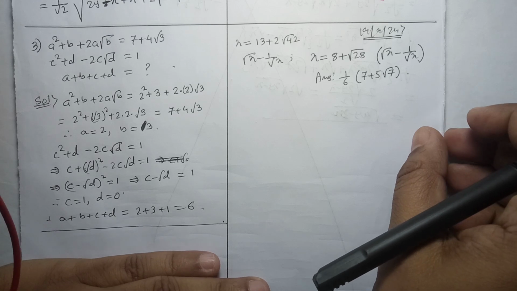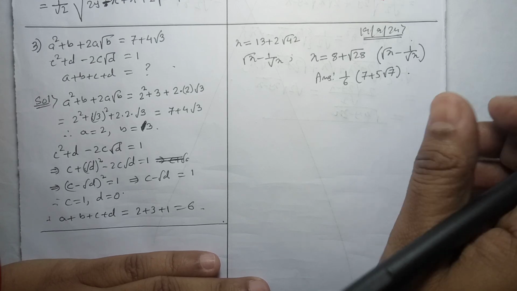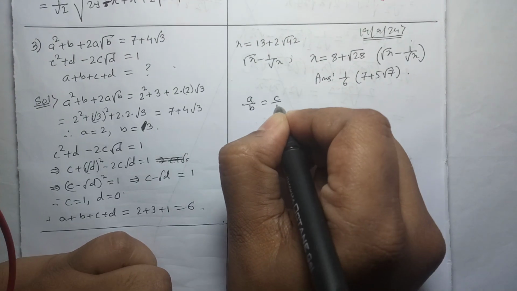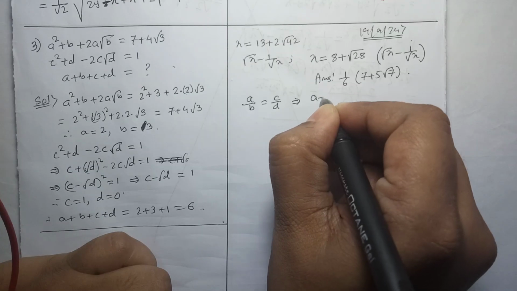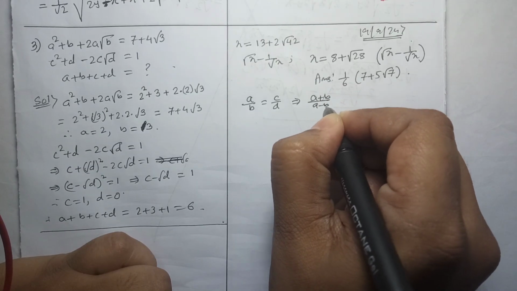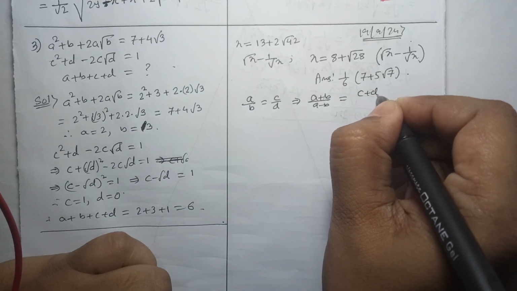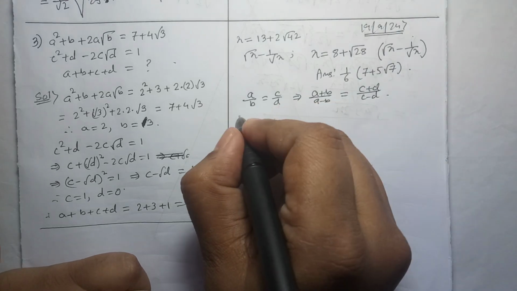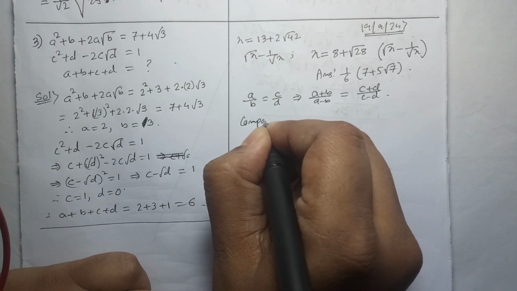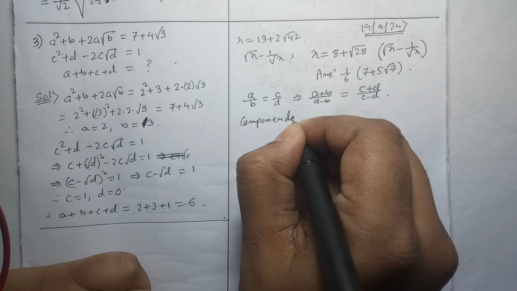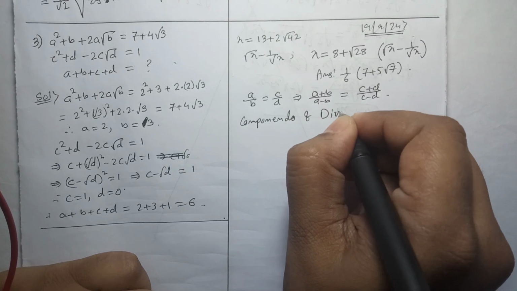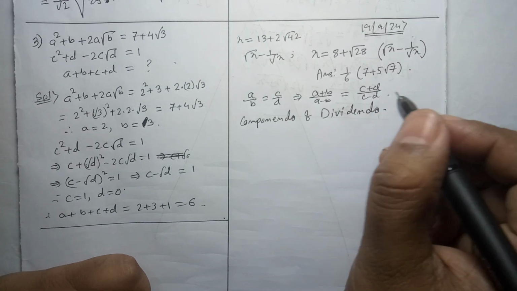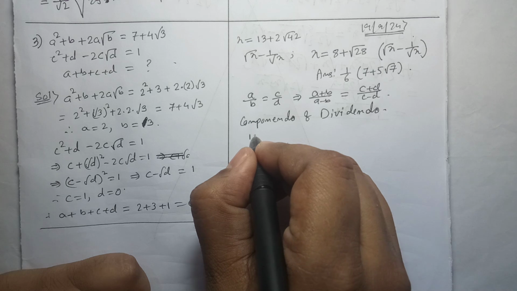Today's video will be based on a property of ratio and proportion called Componendo Dividendo. If A by B is equal to C by D, then we can say that A plus B by A minus B is equal to C plus D by C minus D. This property is called Componendo and Dividendo.